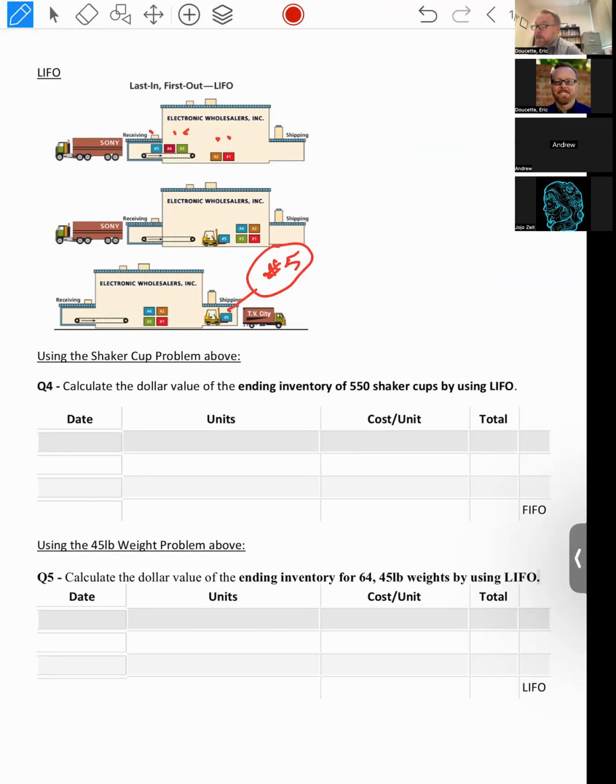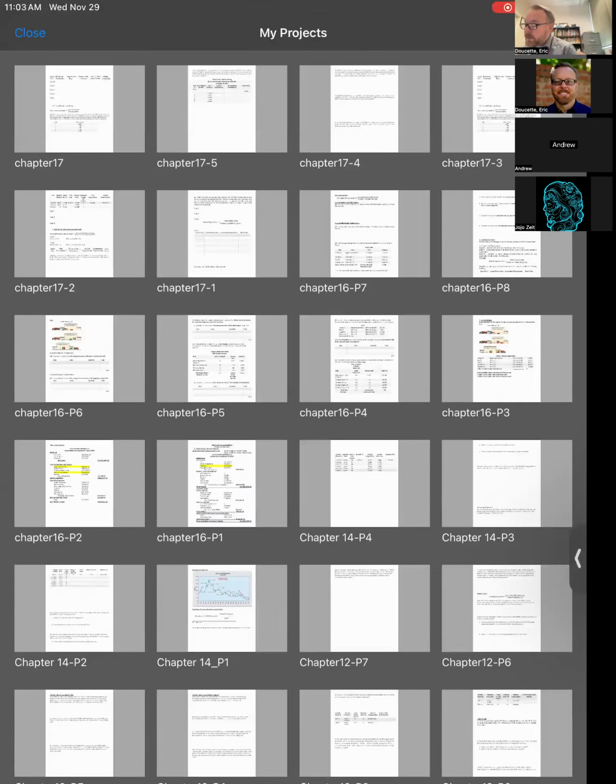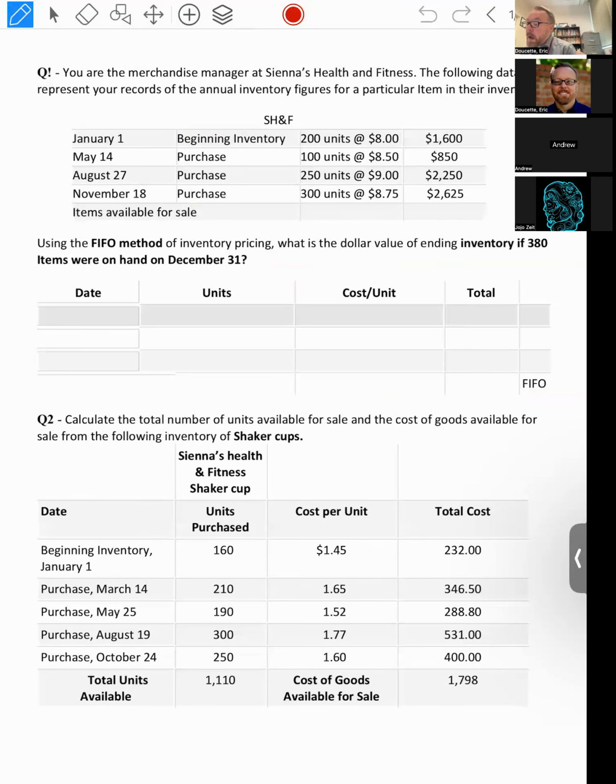So again, using the same problem from above, I apologize, but it says calculate the dollar value of ending inventory using LIFO. So we're going to go back to the shaker cup problem. Dollar value of the shaker cups. So let's go back to the shaker cups for a second. Right here. Okay, here's my shaker cup problem.